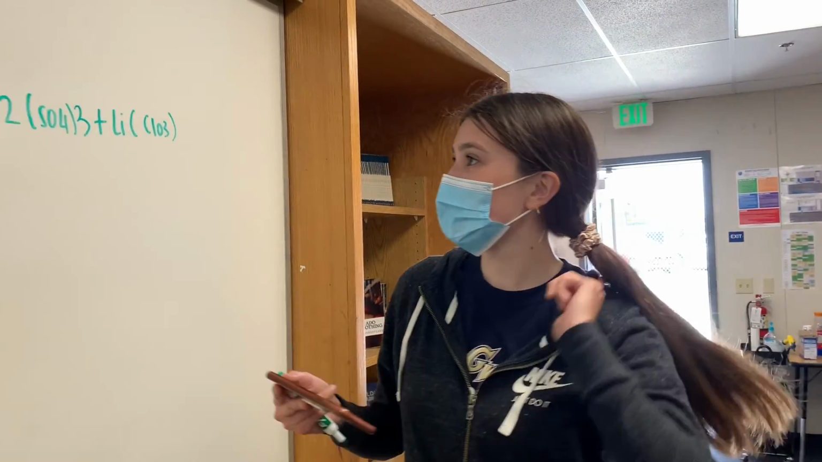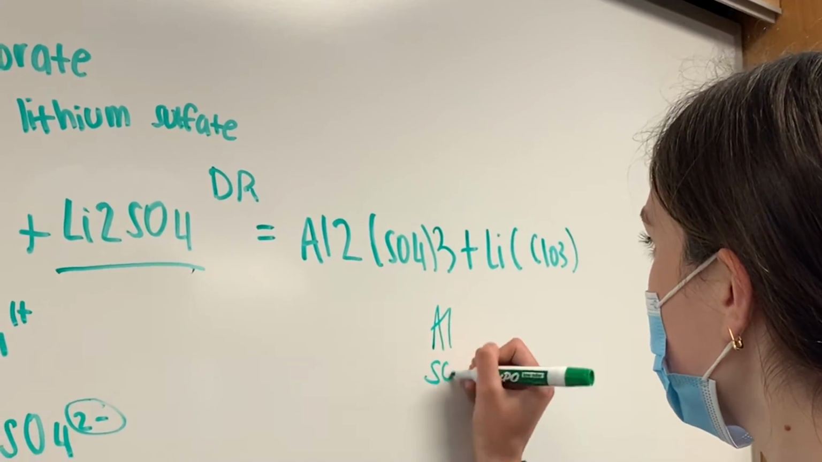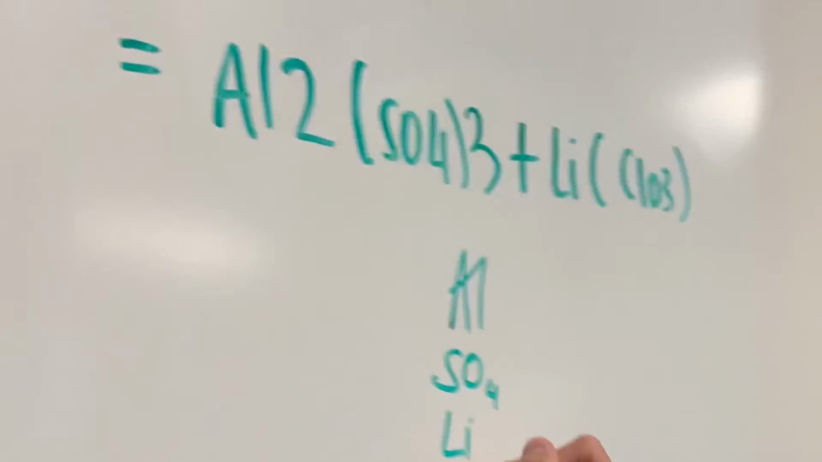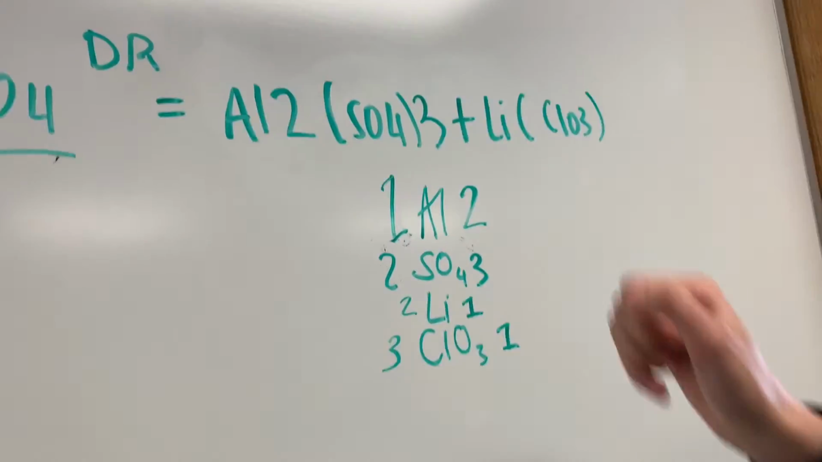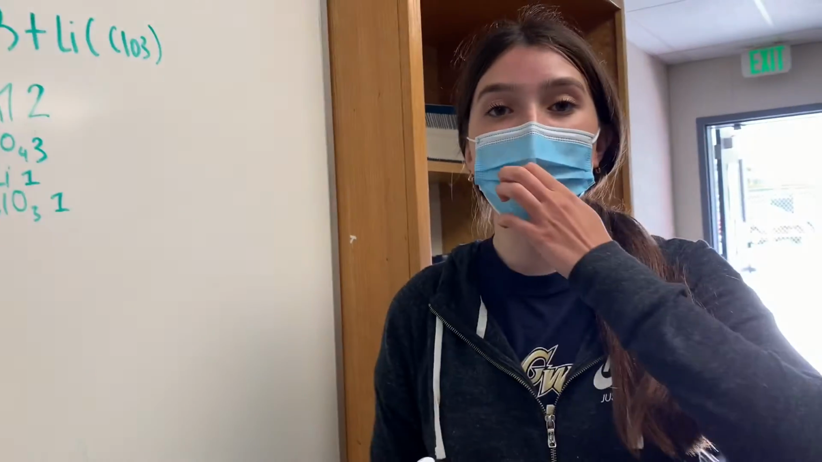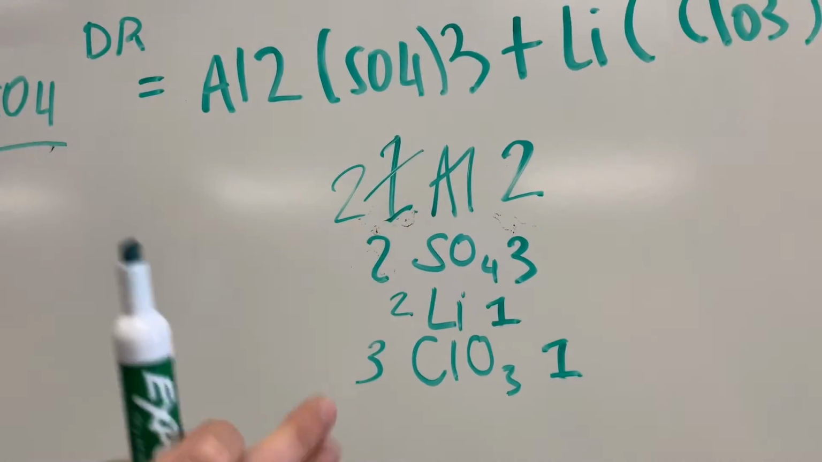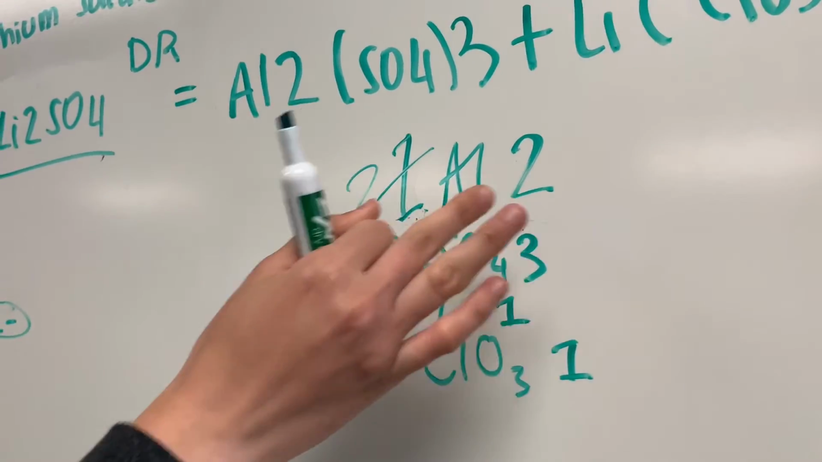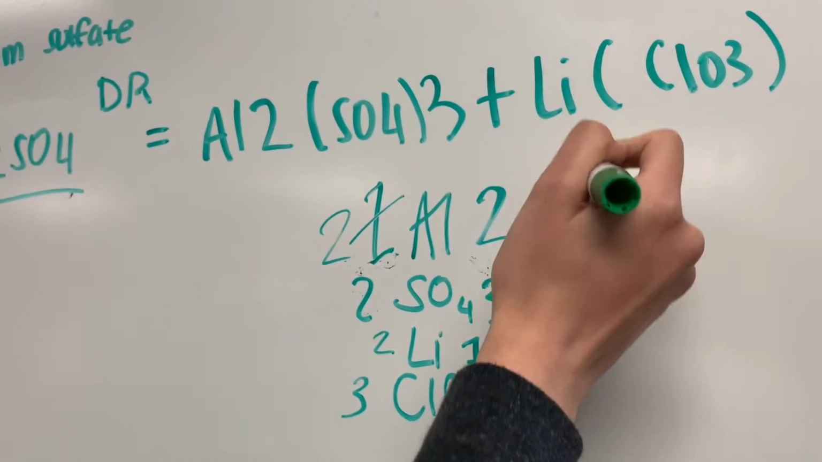Okay, so now we're going to take inventory. On this side we have 1, 2, 2, 3, 2, 1, 3, 1. And now we're going to be doing the math to balance them out and make sure that all of these numbers are equal. So just to start, we are making this Al2 by putting a 2 on this side. So now these two are balanced.